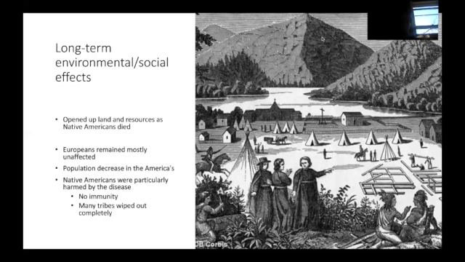So I would say the most critical long-term environmental and social effect would be the major wipeout of Native Americans across the Americas. And that's probably the most important result that we need to learn about as a result from chickenpox and the Colombian Exchange.